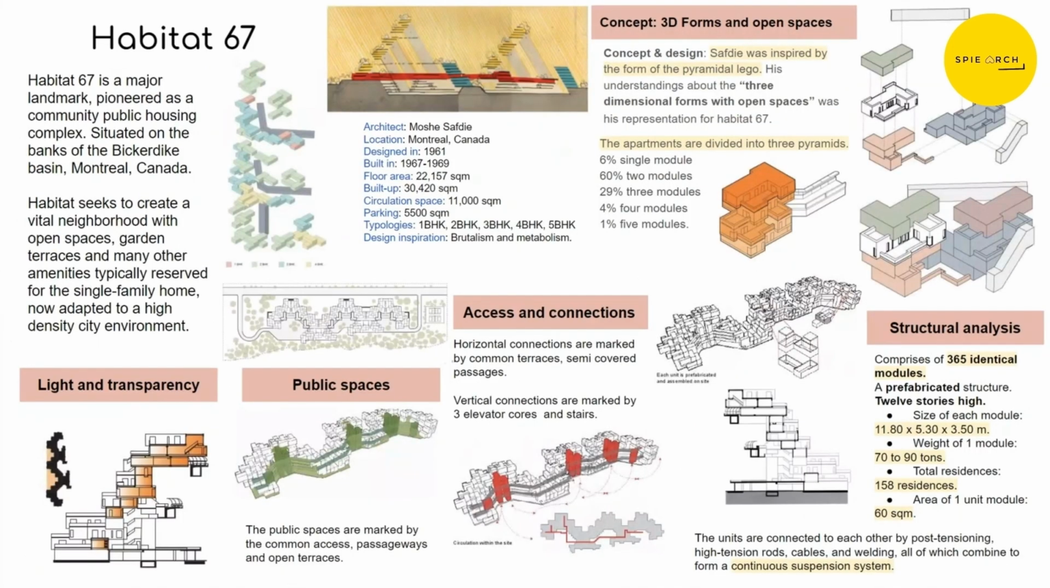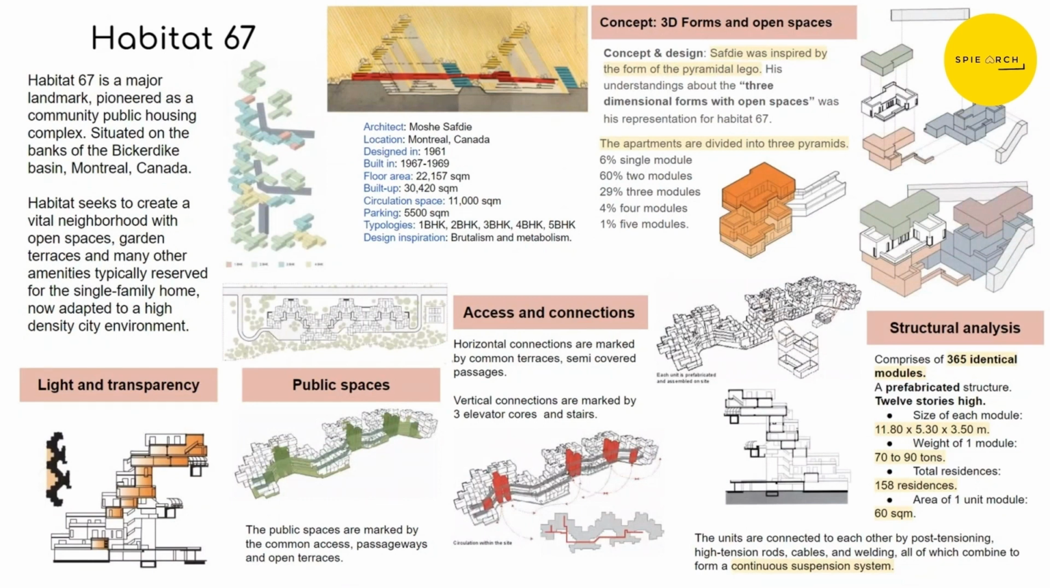Now Ritika would be explaining Habitat 67. So we also studied Habitat 67, which is a major landmark located in Canada. It is a mass housing project which was designed in the year 1961 by Safdie Architects. The fascinating thing about this project is its concept, that is three-dimensional forms with open spaces.